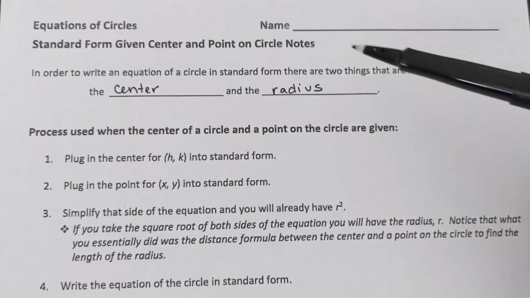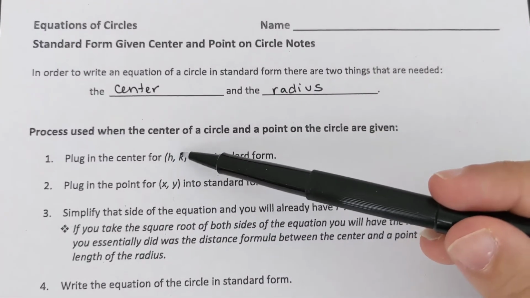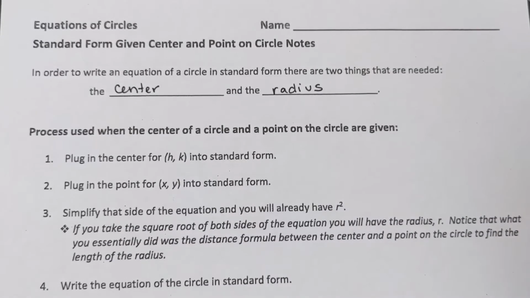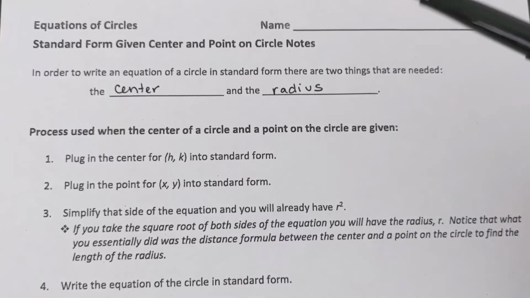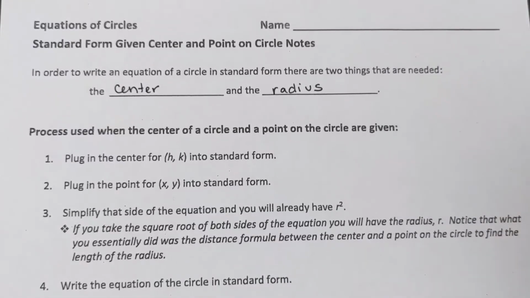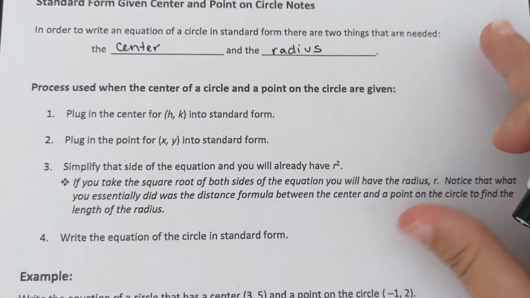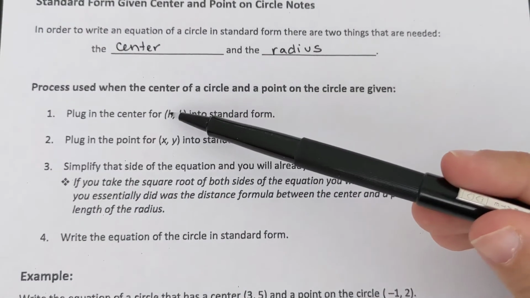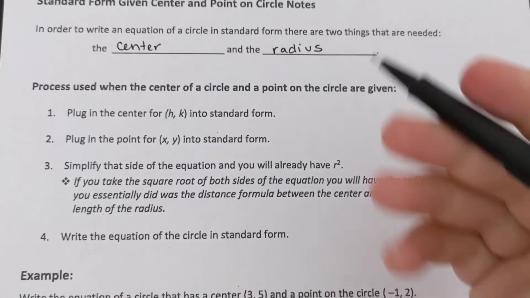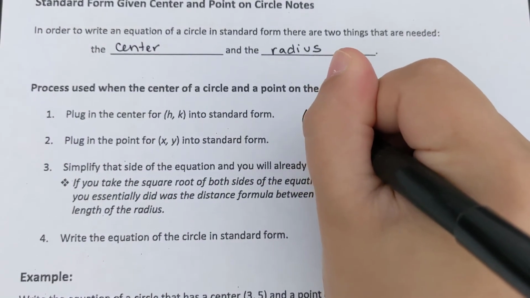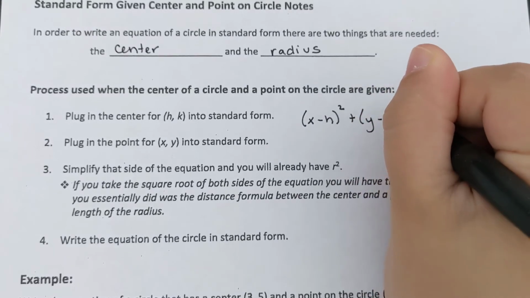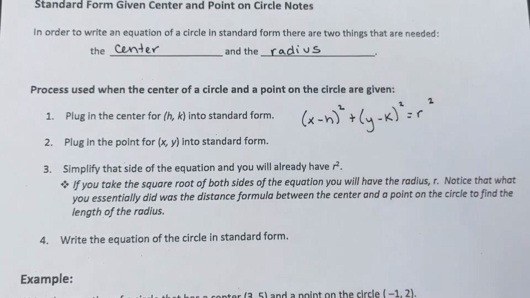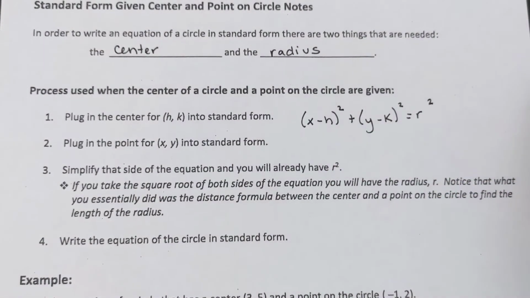So when we're trying to write the equation, what we've been doing is we plug in h and k into our standard form, and the radius. But now they're going to give us the center and the point on the circle. They're not going to give us the radius anymore. We're going to have to figure that out. So we're going to have to plug in the center, h and k, into our standard form. Remember, standard form was x minus h squared plus y minus k squared equals the radius squared. So we're going to plug in h and k.